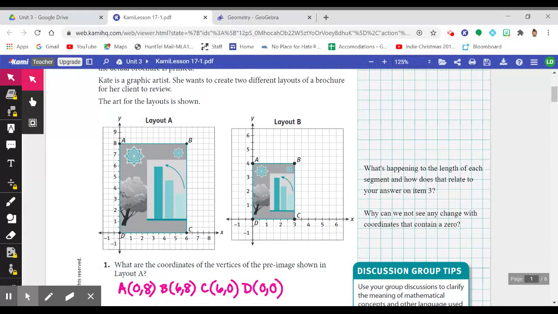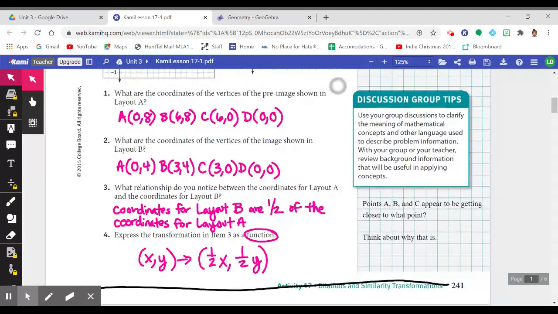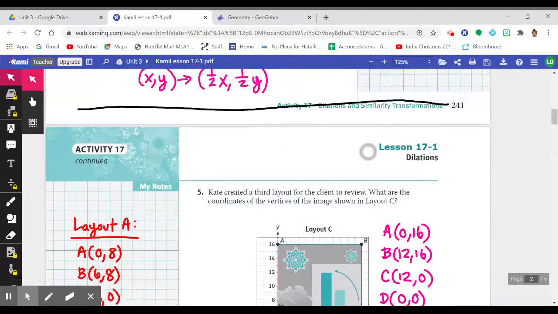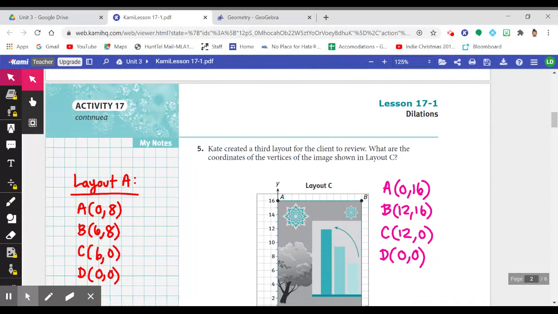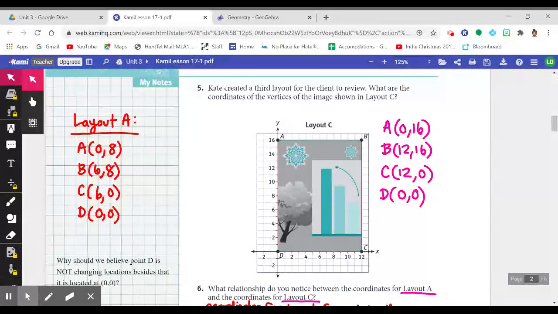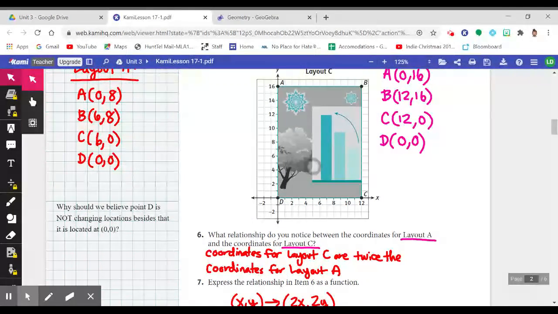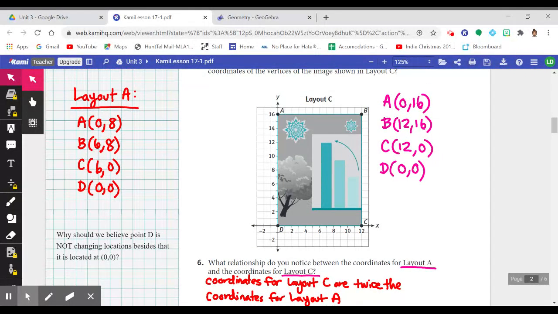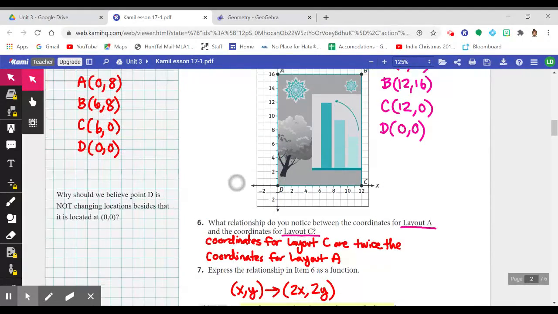So why is that? Well, think about what happened with a rotation. Points in a rotation never got closer or further away from the center of rotation. So what we're actually exploring here with point D is the center of dilation. But because the dilation does change the size of a figure, points are getting closer or further away from the center, depending on the scale factor. So keep that in mind as we go forward.